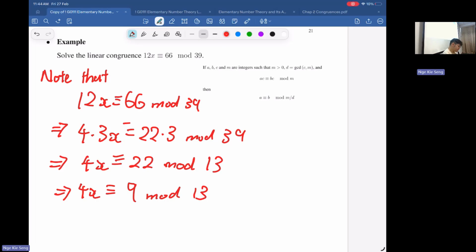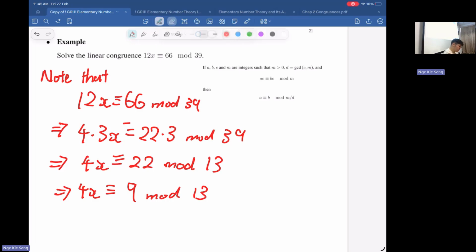In fact, I think according to the law it becomes 2x ≡ 11 mod 13. Yeah, according to the theorem. Because we see the number 3 can be pulled out. Oh, you mean take even more stuff out? Yeah. Okay, sure.